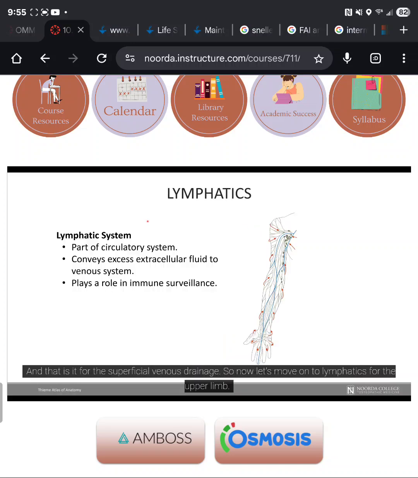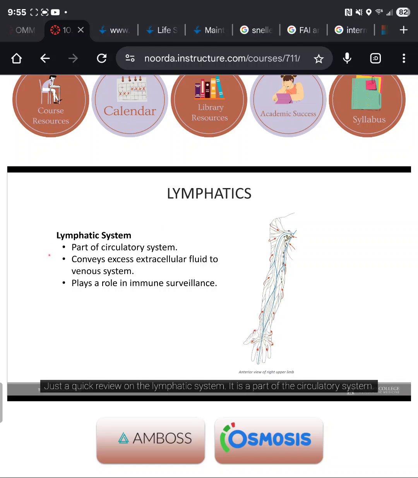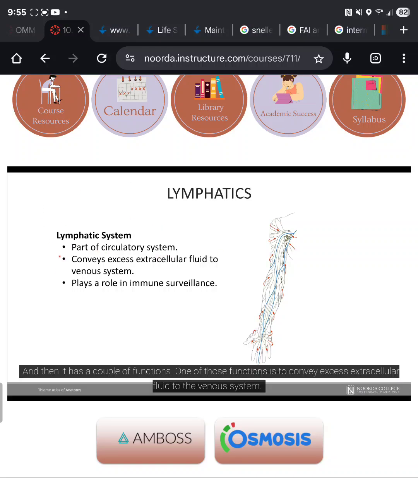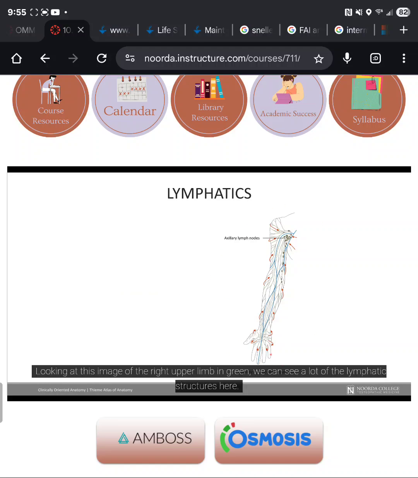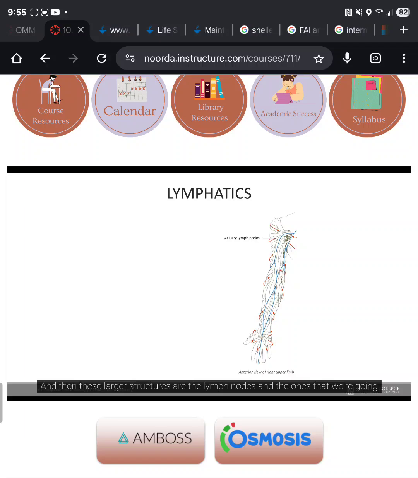So now let's move on to lymphatics for the upper limb. Just a quick review on the lymphatic system. It is a part of the circulatory system, and it has a couple functions. One of those functions is to convey excess extracellular fluid to the venous system. Another function is that the lymphatic system plays a role in immune surveillance. Looking at this image of the right upper limb, in green, we can see a lot of the lymphatic structures here. And then these larger structures are the lymph nodes.